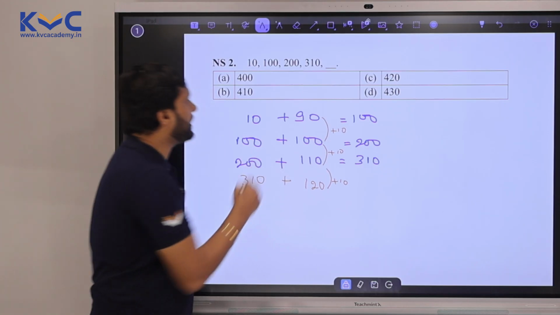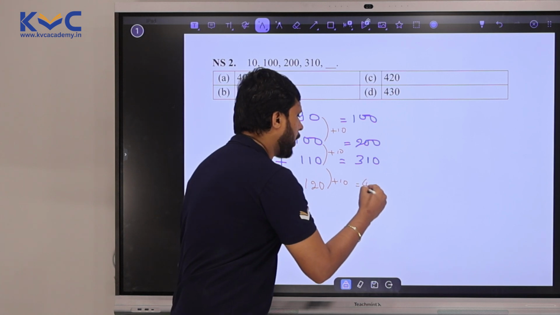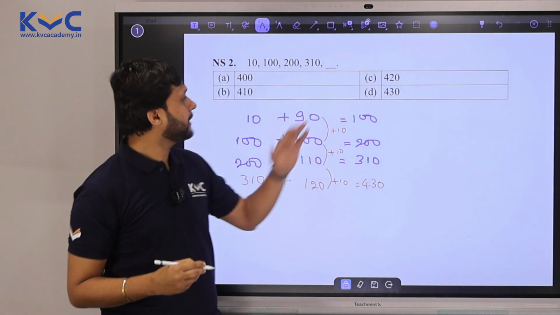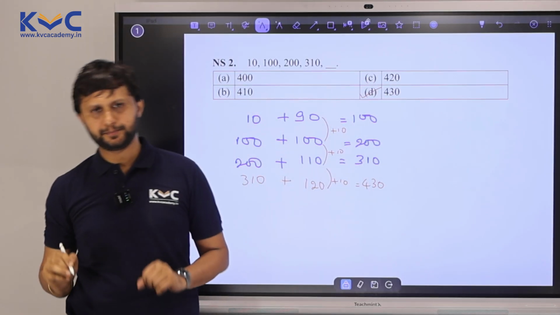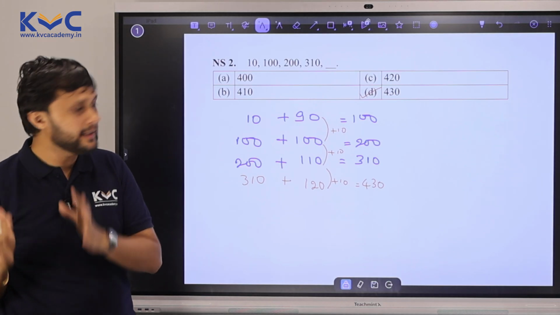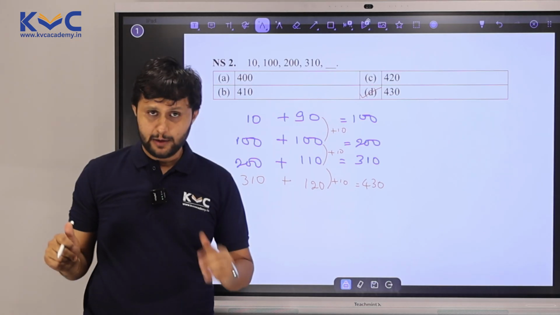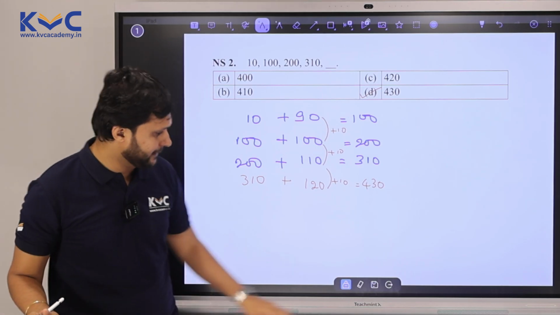310 plus 120, 430, which is there in option D. Option D is the right answer. So same logic again, we are adding and getting the next number in the sequence. Fine, that's question number 2. We'll move on to the next question, question number 3.